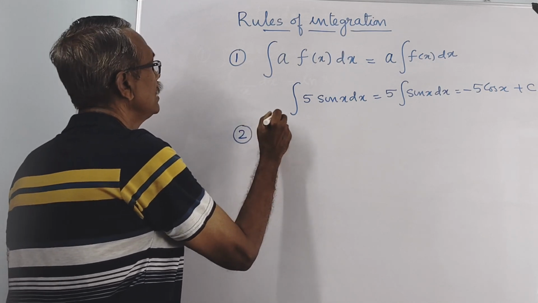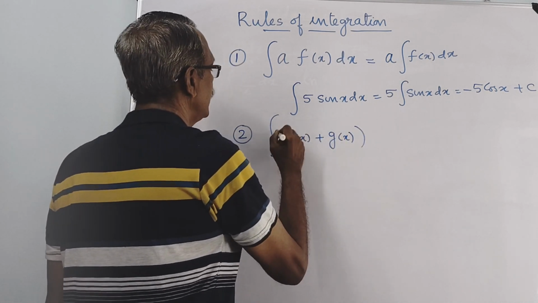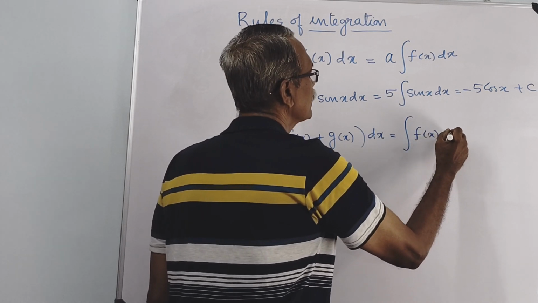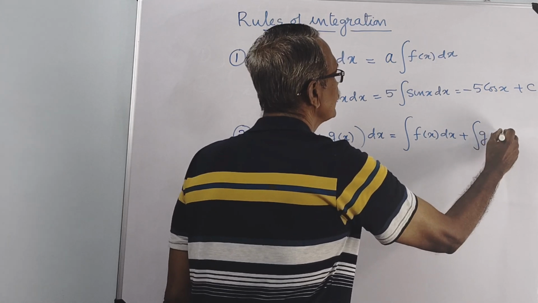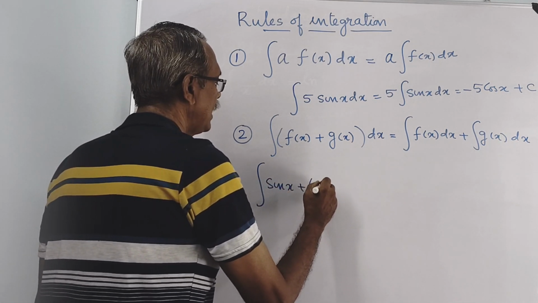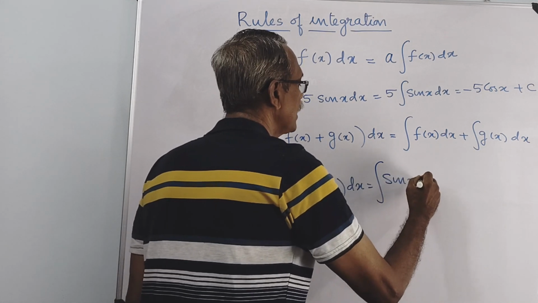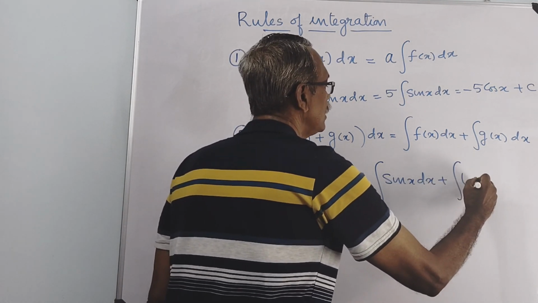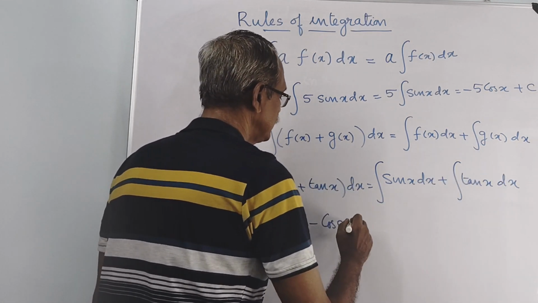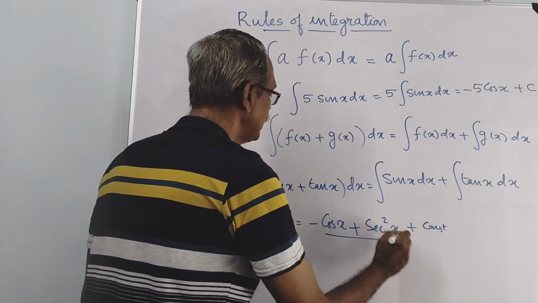The second rule: integral f(x) plus g(x) dx is equal to integral f(x) dx plus integral g(x) dx. For example, if we have to integrate sin x plus sec square x dx, we write it as integral sin x dx plus integral sec square x dx. That is equal to minus cos x plus tan x plus a constant. This will be the integral of this.